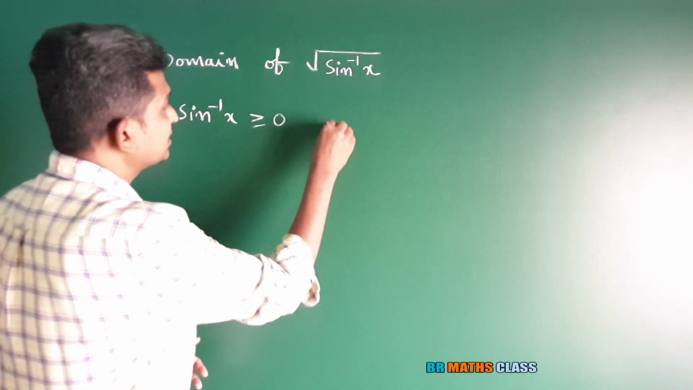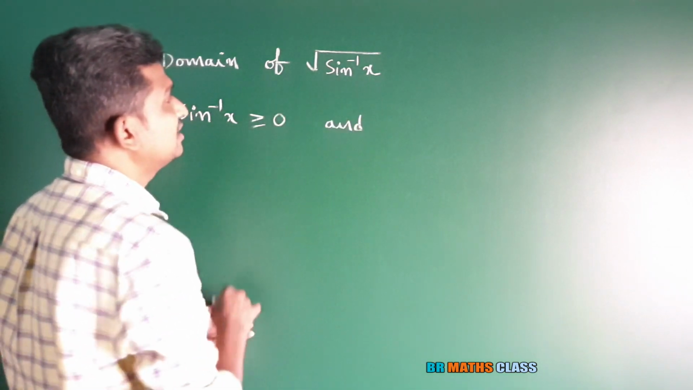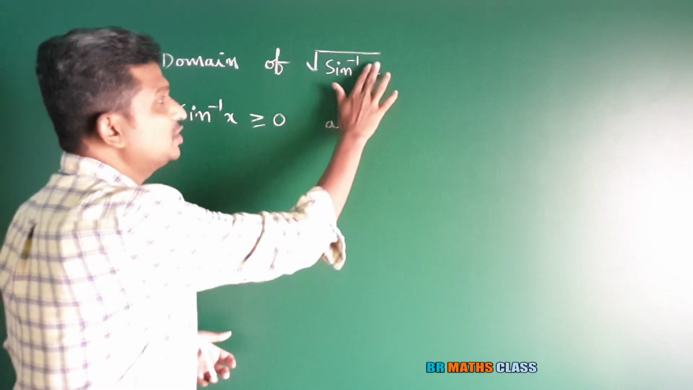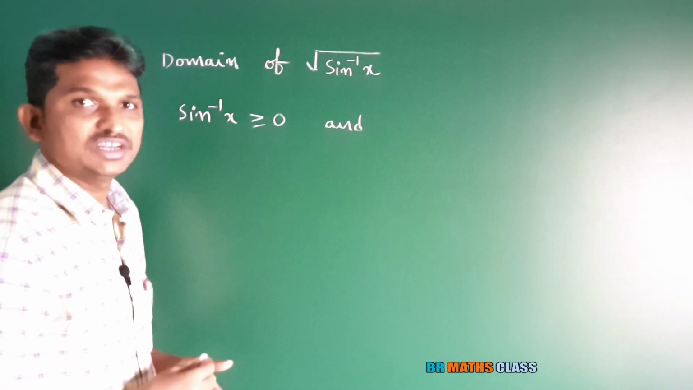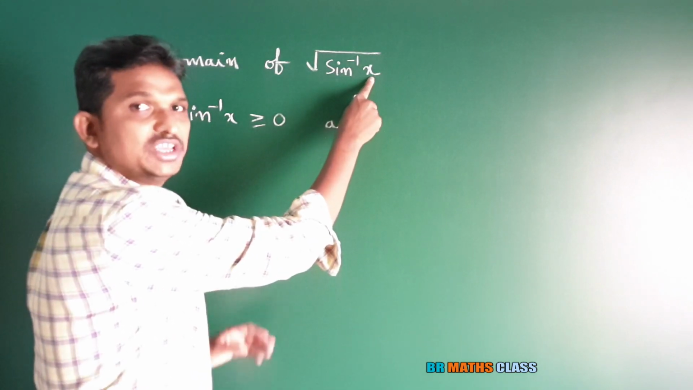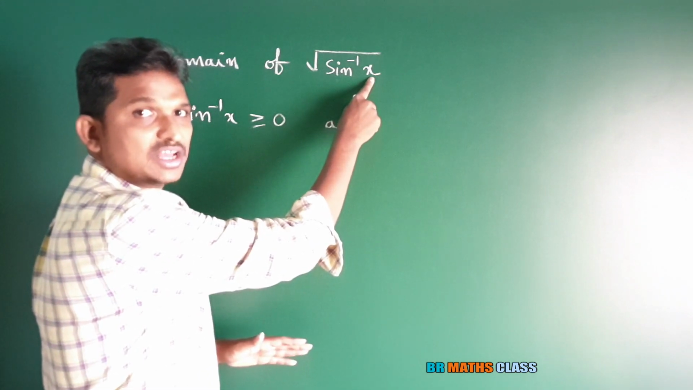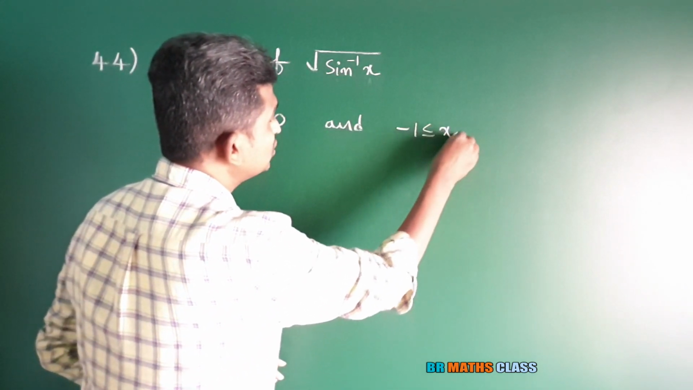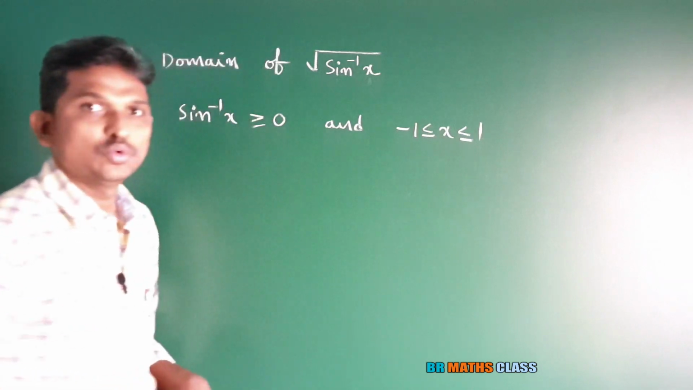And second point, here sin inverse x is there. What is the domain of sin inverse x? In last class, we learned that domain of sin inverse x is closed interval -1, 1. So here whatever x value is there, that must be in between -1 and +1. Otherwise the sin inverse x is not defined. So -1 less than or equal to x less than or equal to 1.